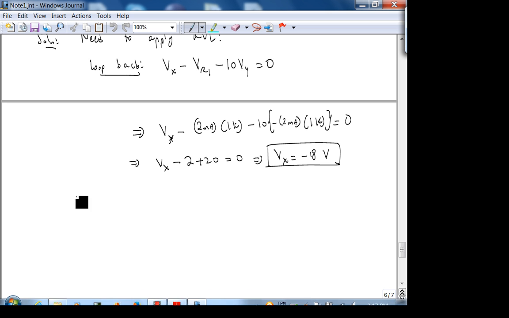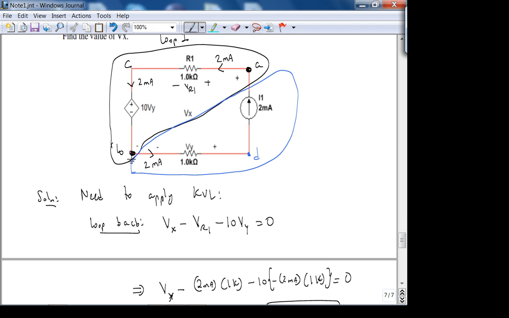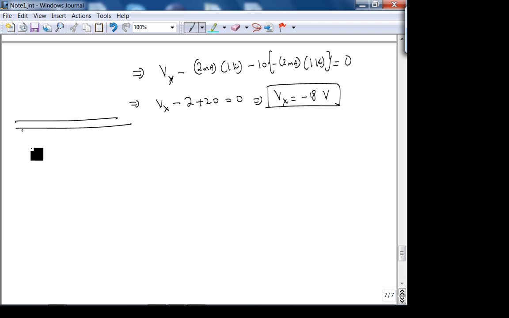Any questions on this before we move on? Okay. No. All right. So the final thing which we're going to do for 2050 quote unquote review is what is called techniques of circuit analysis.